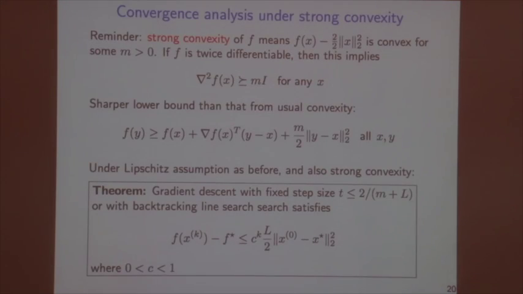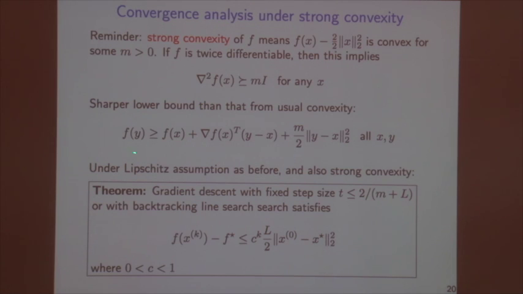Let me just go back a second to strong convexity, just to review it together. Again, strong convexity of f means that you can subtract a quadratic function from f and still get a convex function. And in the homework, you're going to show that this is equivalent to saying that if the function is twice differentiable, the Hessian minus m times the identity is still a positive semi-definite matrix for any x. And otherwise, you can also state it in the following form.